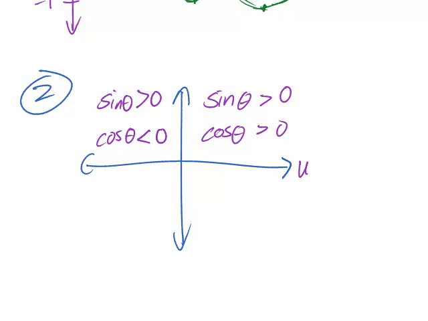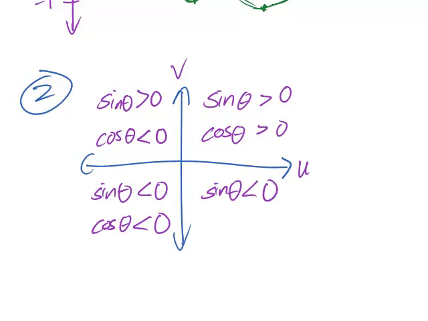All right, let me label my axes. Now you're in the third quadrant, both coordinates are negative. And in the fourth quadrant, sine, which is the vertical coordinate, is negative, but cosine is totally positive.